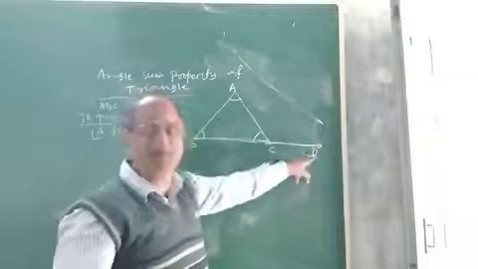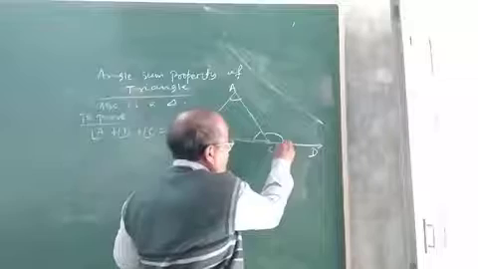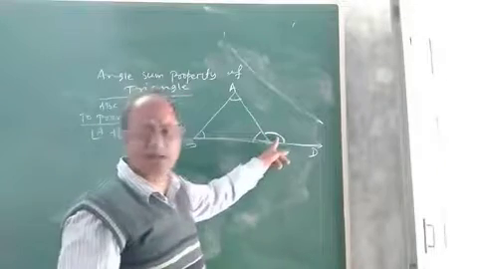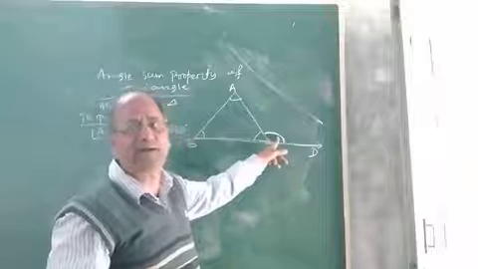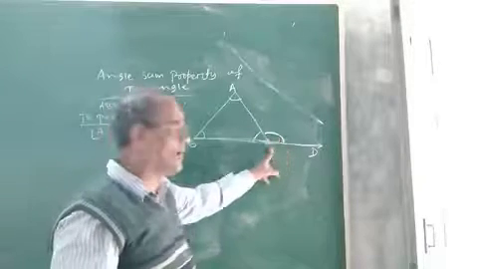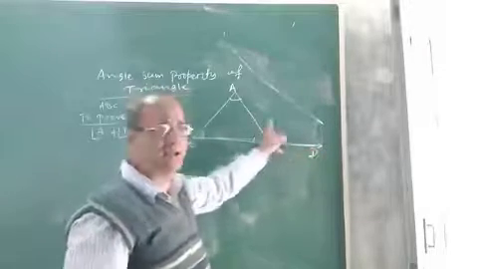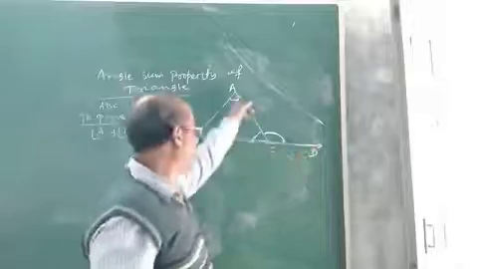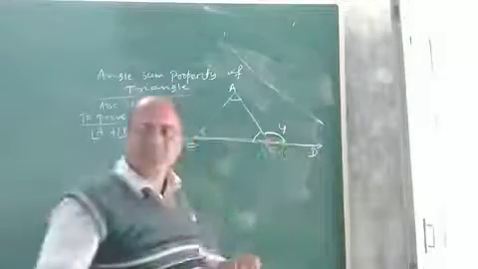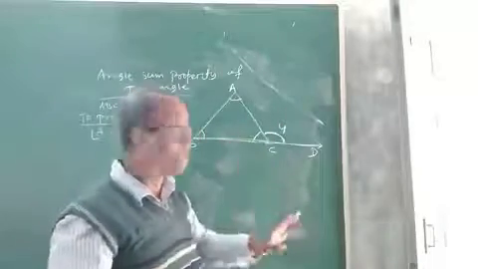Now when we extend BC up to D, see, here we got an angle. And you know what this angle is called? It is an exterior angle, because an exterior angle is formed at the vertex where the side is extended or produced. So this angle ACD is an exterior angle. Let us denote it by, suppose, 4. Instead of writing angle ACD, we can simply write angle 4.